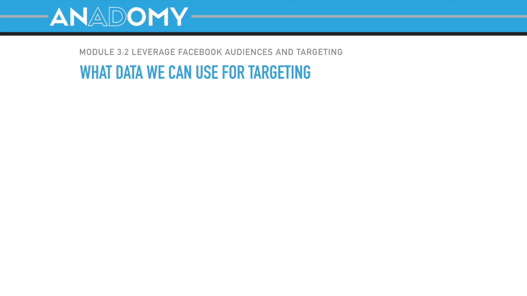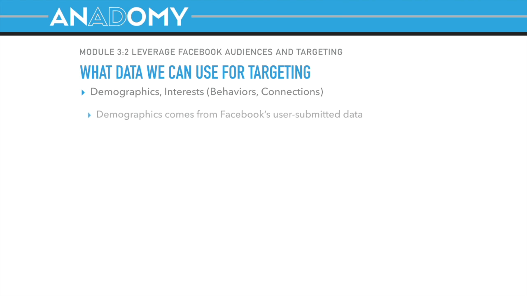Now, a very important question to ask right off the bat is, what data can we use for targeting? Well, there's a lot of different things. Facebook breaks it down into a few different categories. The two main categories are demographics and interests. There are two additional categories called behaviors and connections. We'll go through each of these briefly here.